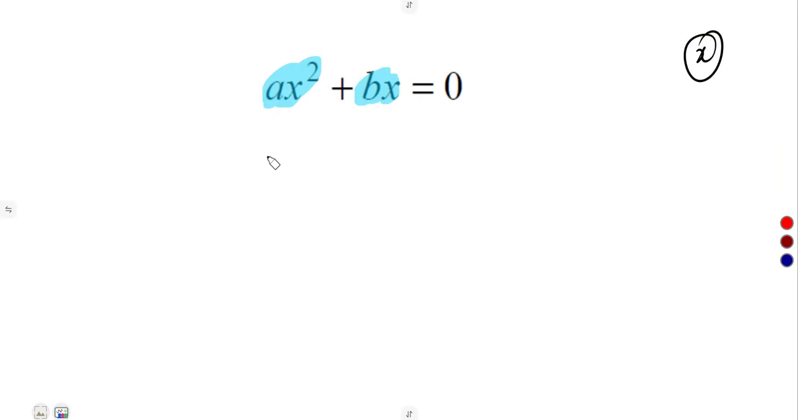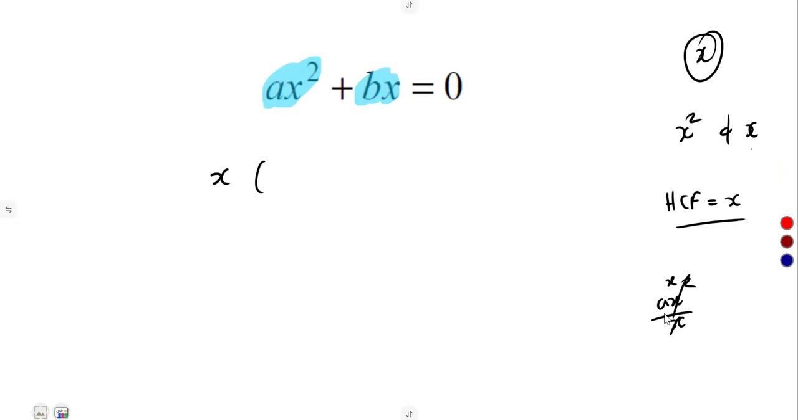If we were to factor x here, guys, this is x squared, this is x. So we must factor out the highest common factor, remember, which will be x, the one with the smallest power. All right, let's say we factor out x. You're going to have a bracket, x times. ax squared divided by x is going to give us ax, and bx divided by x is going to remain with b. So this is what you're going to have: x times (ax plus b), and that is equal to 0.